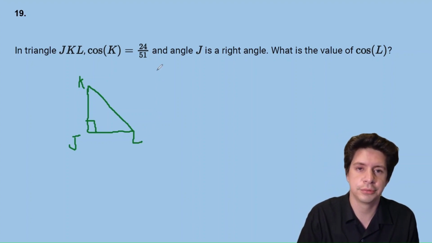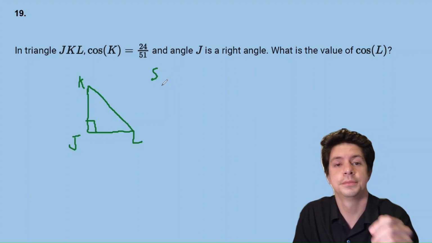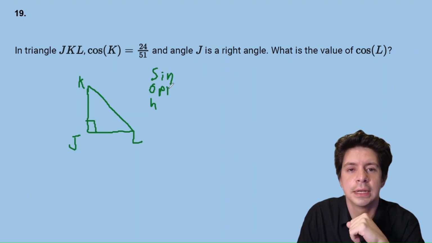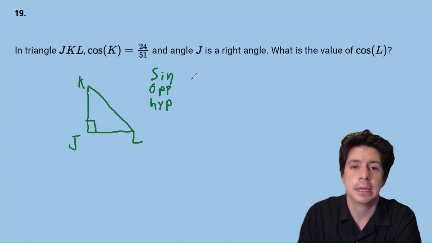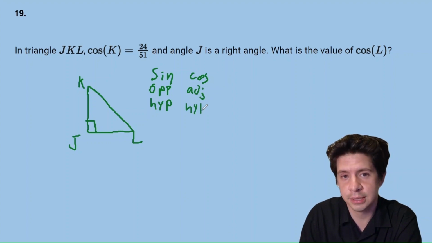So what we'll do, I'm just going to write this out to remind you. I'm going to do it vertical. So you got SOH, sine means opposite over hypotenuse, right? And then you got CAH, which is cosine, which is adjacent over hypotenuse, which is what we're dealing with in this question. And then we got TOA.